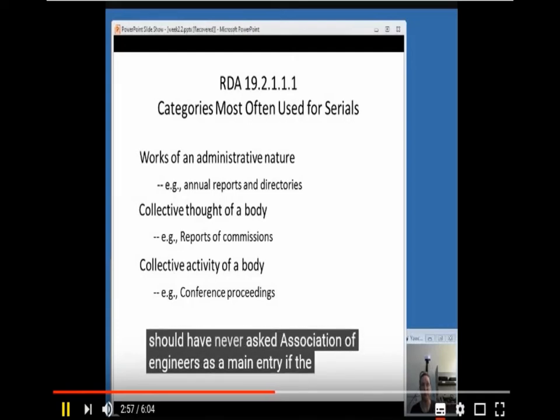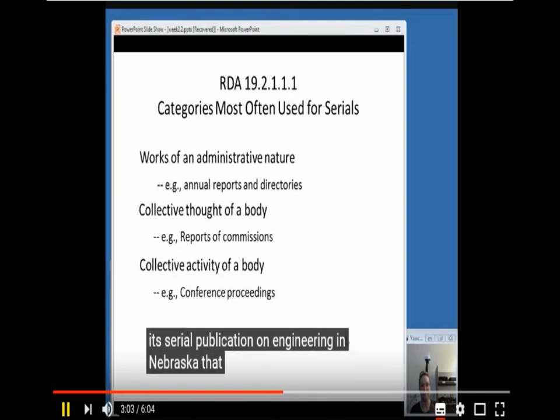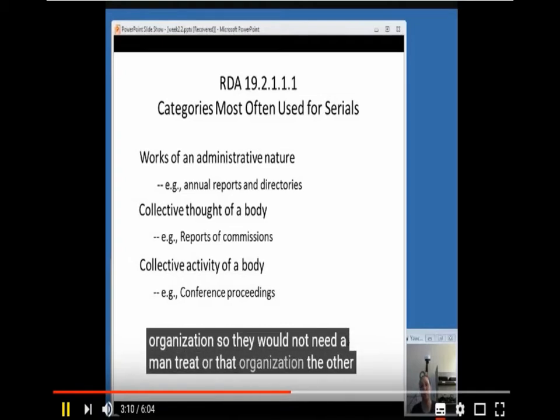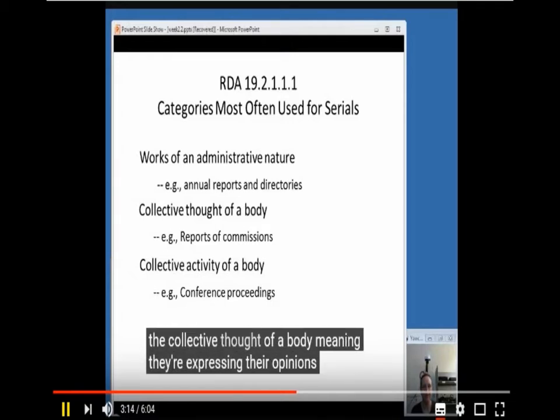If the Nebraska Association of Engineers issued a serial publication on engineering in Nebraska, that isn't about the organization, so they would not need a main entry for that organization. The other category is something that represents the collective thought of a body, meaning they're expressing their opinions on an issue.